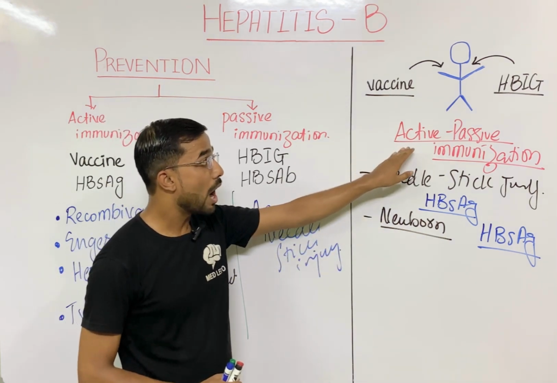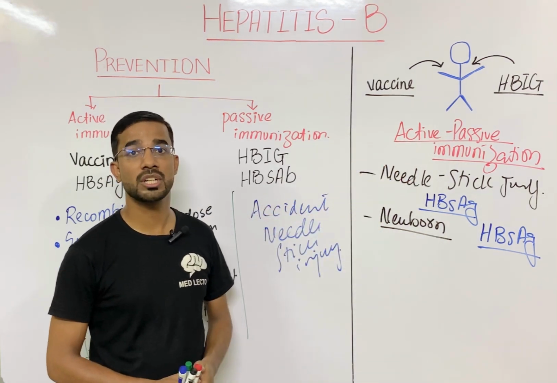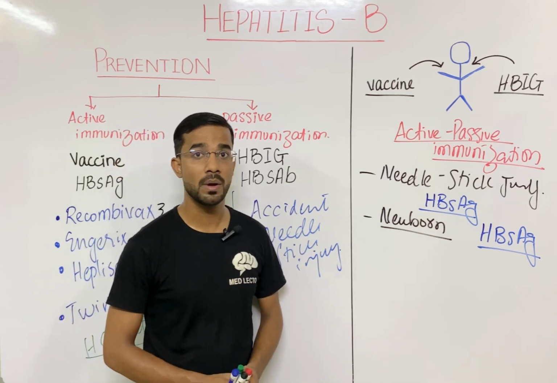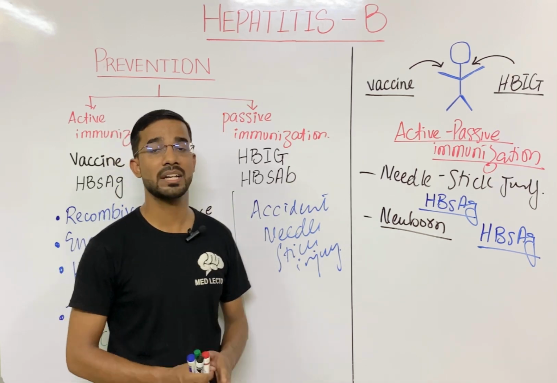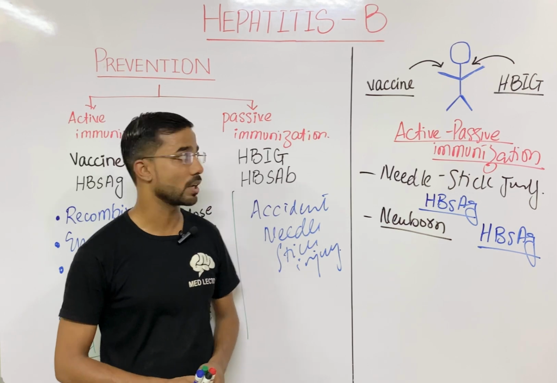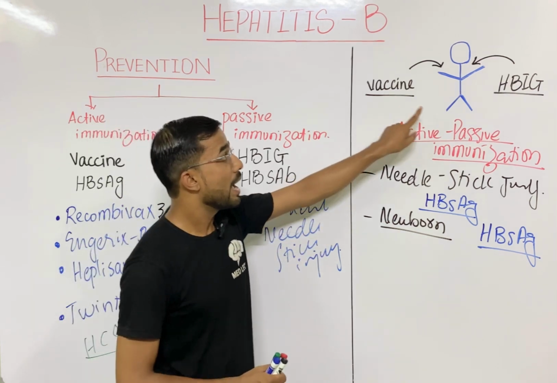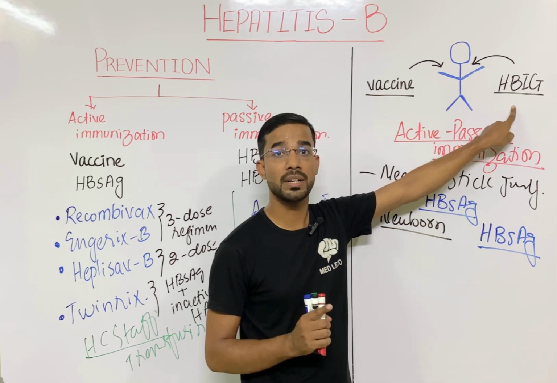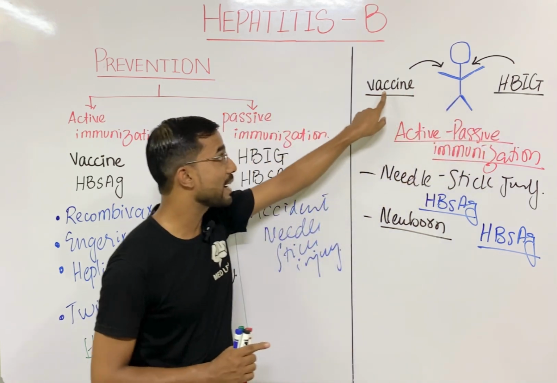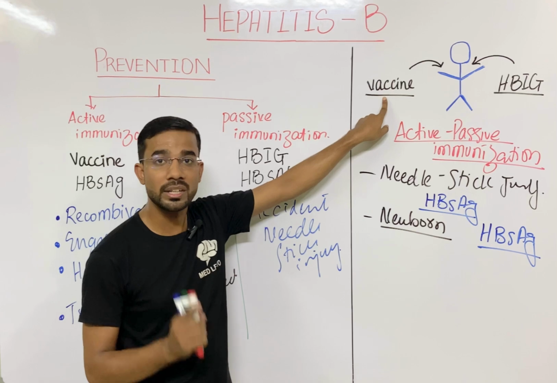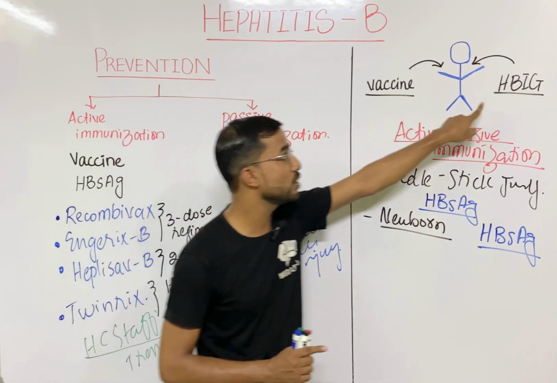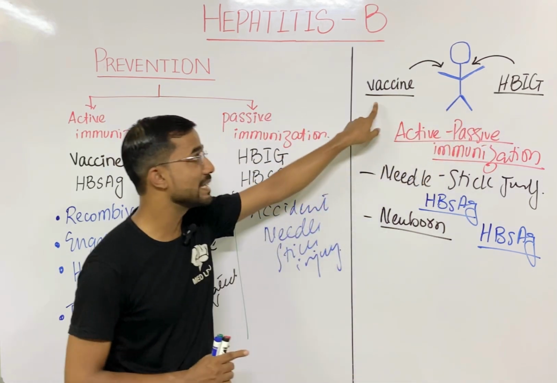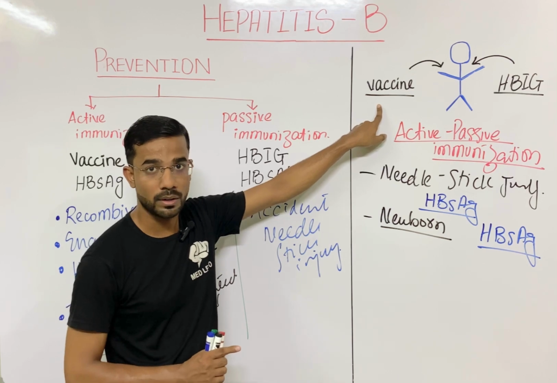So how does active-passive immunization benefit you compared to separate active immunization and passive immunization? The immune globulin will prevent infection rapidly and give short term protection, and the vaccine will give long term protection.